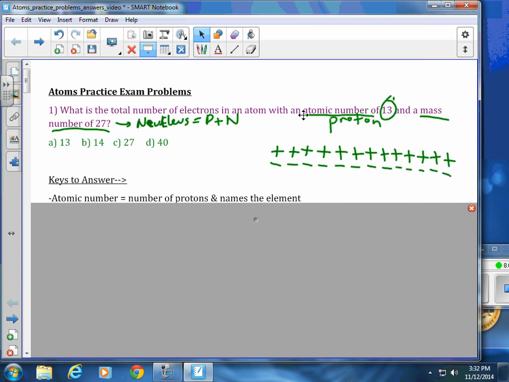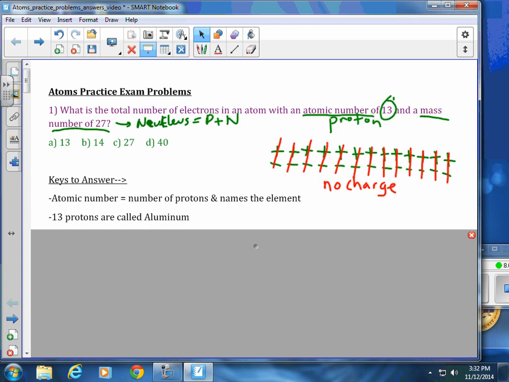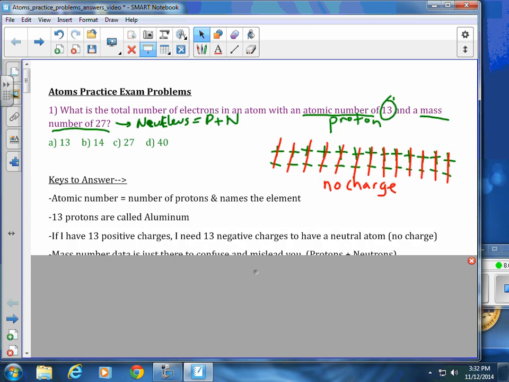I'm just lining up to show you the thought process here. And so when I do them, they all cancel each other out, and I'm left with an overall charge of no charge. An overall charge of nothing in my atom. So if I have 13 positive protons, that means I need 13 negative electrons. Electrons are negative.